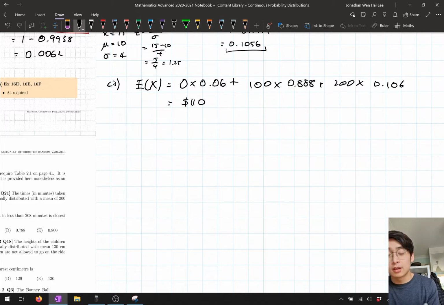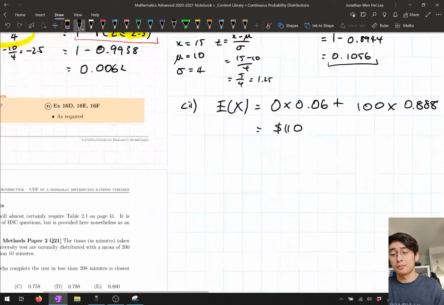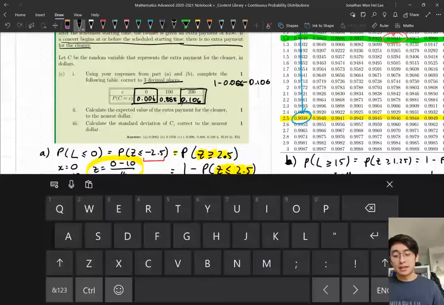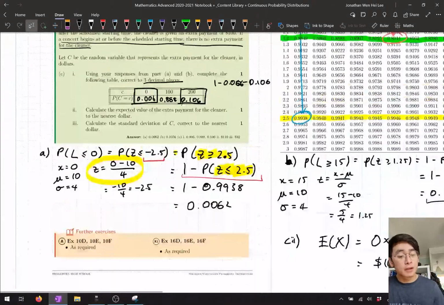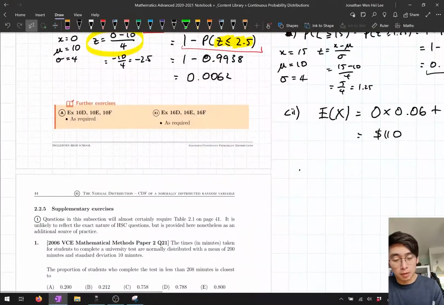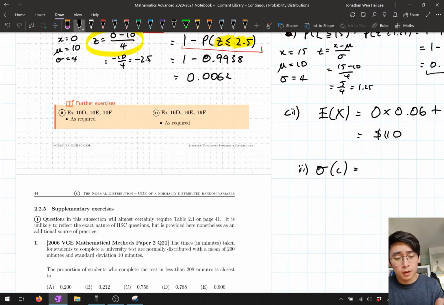So this janitor is expected to get $110 extra for the cleaning fees. Okay. Part 3 is to find the standard deviation of C, and so we've done this already with our probability distribution tables. What we can actually do is, this is a standard deviation, so sigma of C. Also, I realize this is for my random variable C, it should be C.